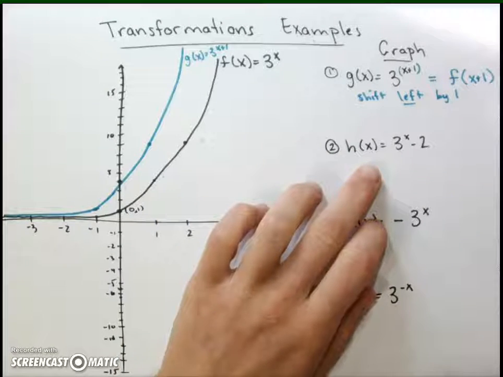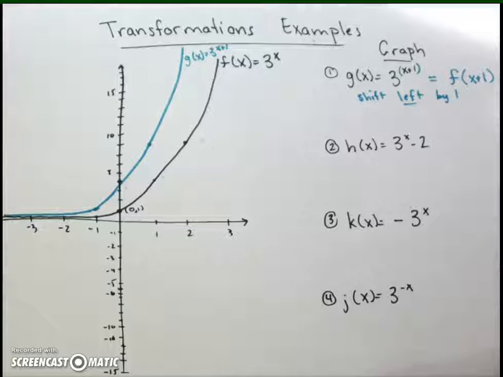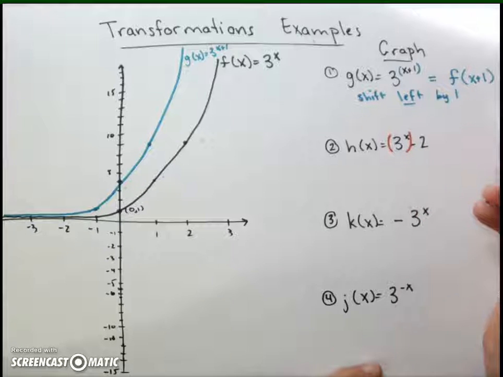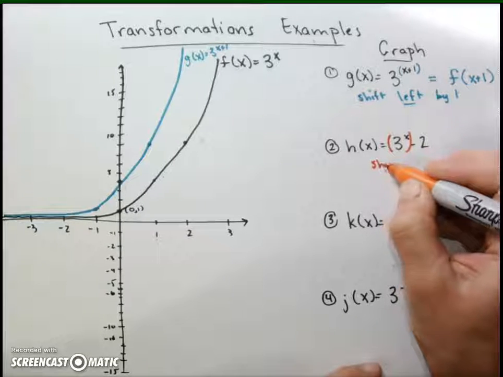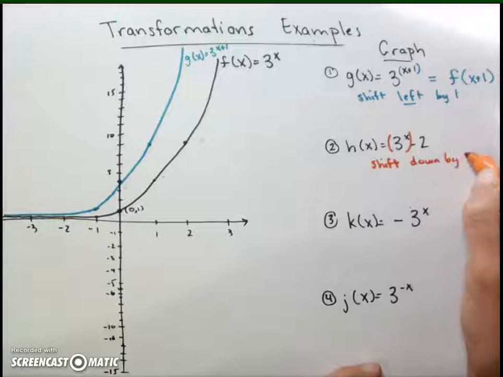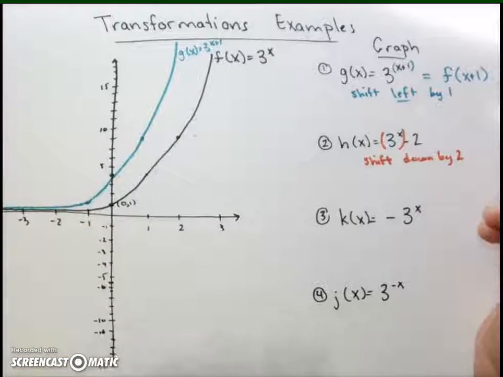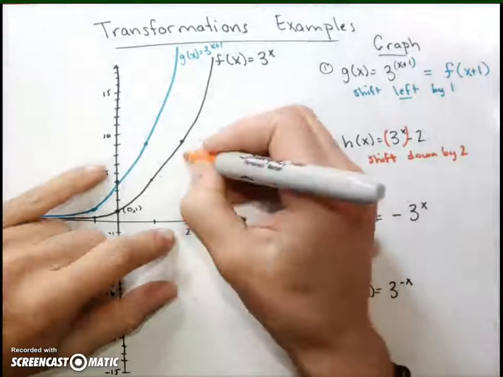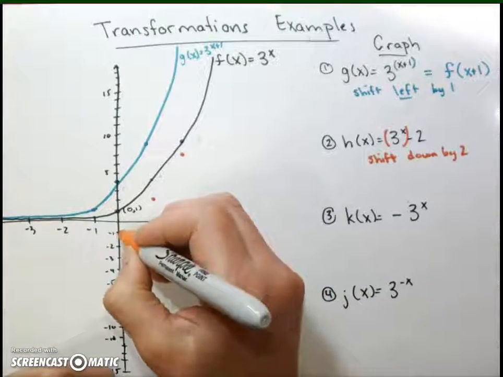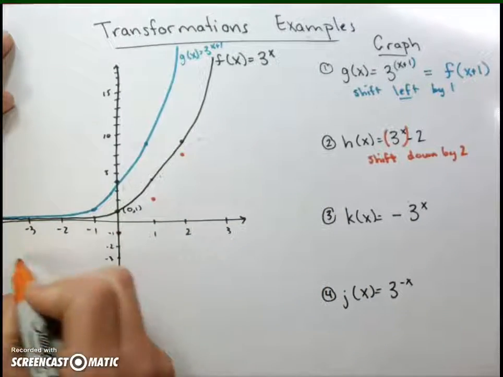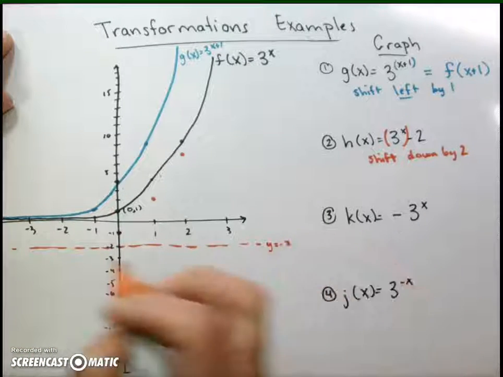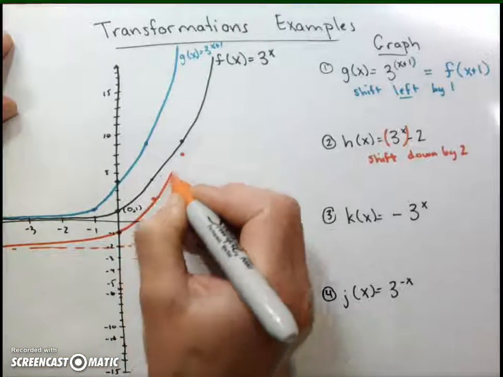Now if I want to graph h of x equals 3 to the x minus 2, this is just like doing f of x first and subtracting 2 off of it. We know from our unit on transformations that this shifts the graph down by 2. So I can take all the points on my original graph and just move them down by 2. This point would go down by 2, this point would go down by 2, this point would go down by 2, and the horizontal asymptote that used to be at 0 will now be at y equals negative 2. So the new graph will look something like this.